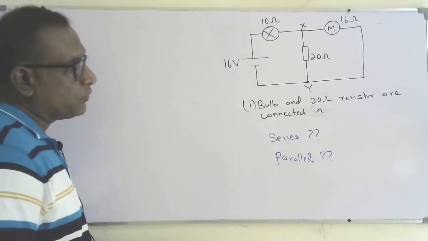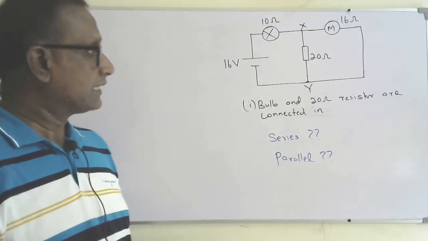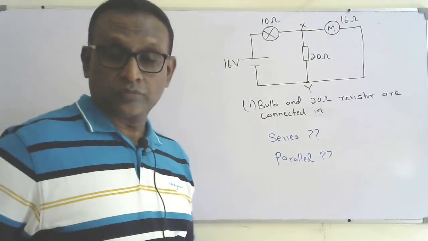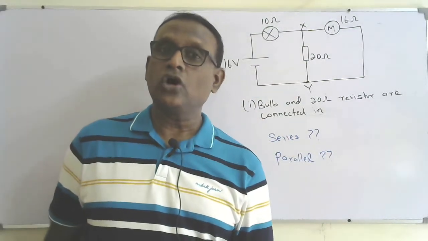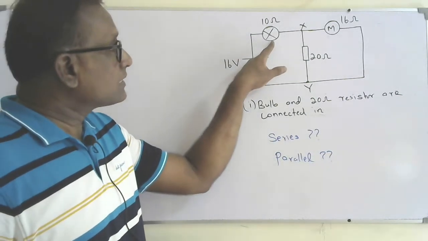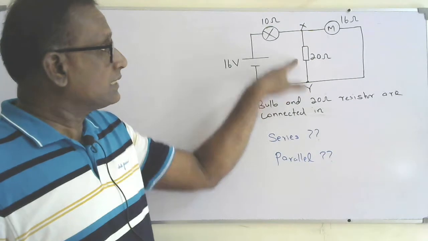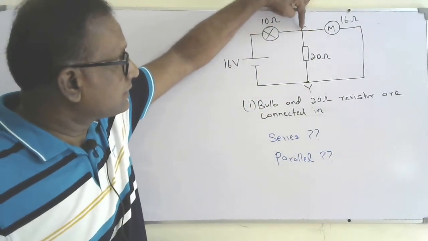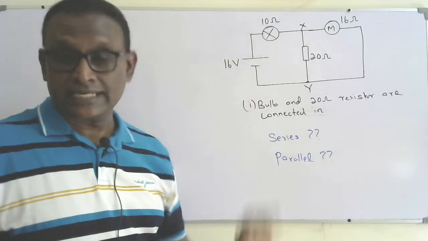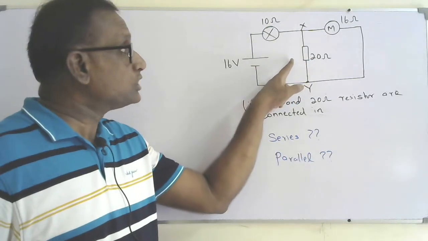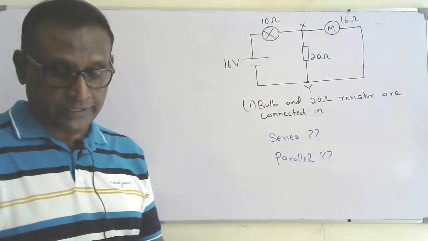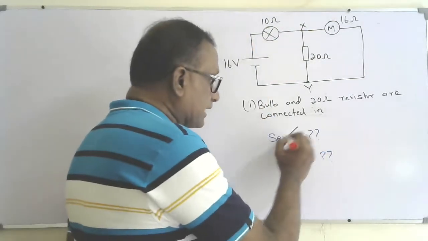Okay, so now we'll see this circuit again. How are they connected? Bulb and the 20 ohm resistor, are they connected in series or parallel? Again, the same argument. When you consider the bulb and the 20 ohm resistor, there's a junction. From that junction, there's a branch going to the motor. So they are not in series. If they are connected in series, there should not be any junction or branch between those two components. So they are not in series.